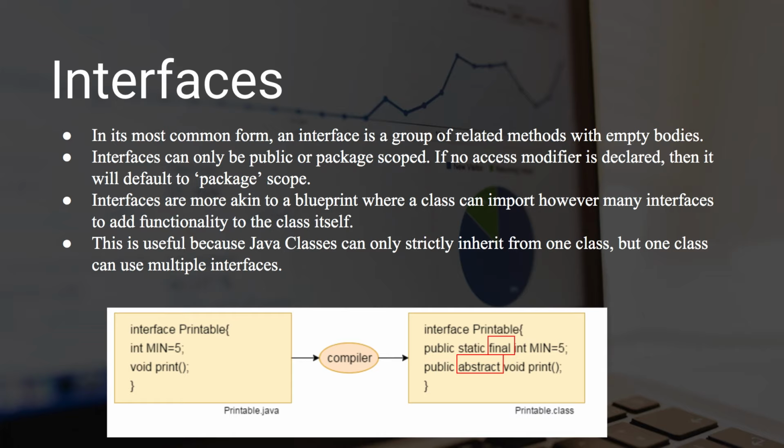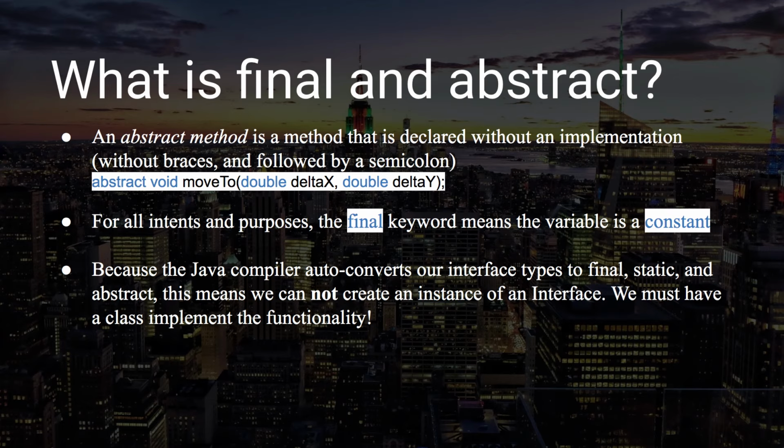Any questions on this overview so far? Cool. So what is final and abstract? An abstract method is a method that is declared without an implementation. So you will do this a lot with interfaces. Instead of opening up the curly braces, you simply say exactly what it's going to return, nothing, and then we're inserting our variables here, but there's no curly braces. So this is an abstract method that you would put in an interface.